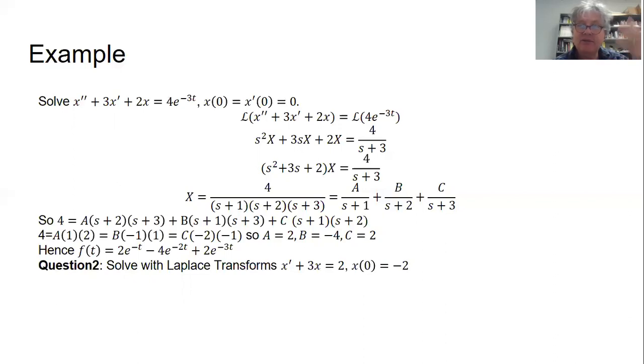So this is like the third different method that you've learned to solve these equations. And so your last module question is, solve with Laplace transforms x prime plus 3x equals 2 with x(0) equals -2. Okay, see you next week.